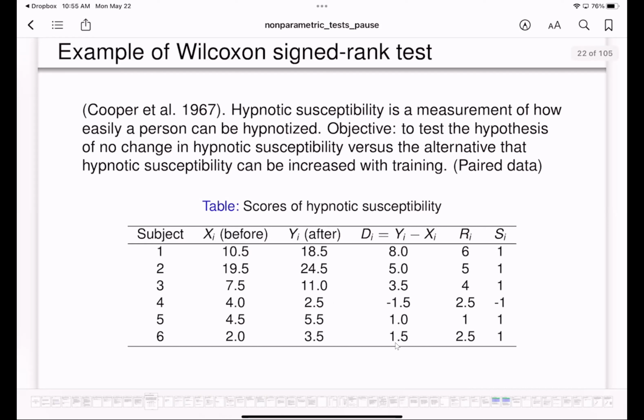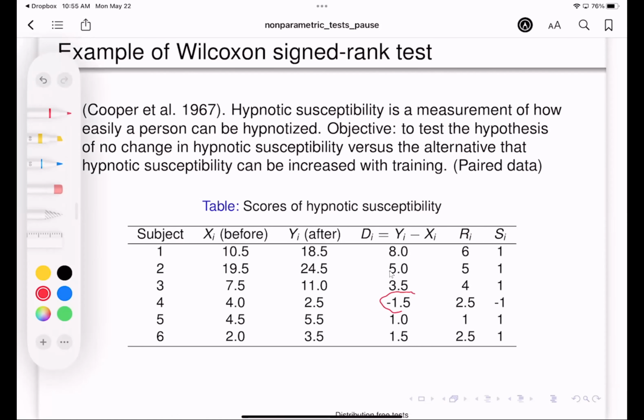This column D_i gives us the differences, and afterward we rank the absolute values of the differences. As you see, among these differences, we have a negative 1.5. Even though it's negative, our ranking is going to be based on the absolute value. So this one will be a 1.5 rather than a negative value.